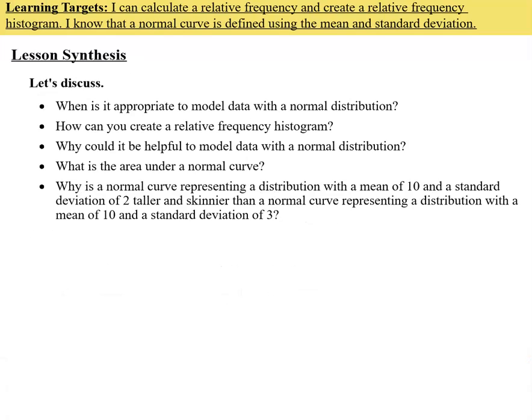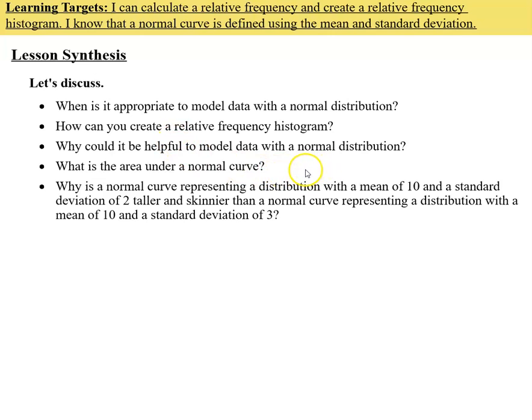And moving on, our lesson synthesis. When is it appropriate to model data with a normal distribution? Well, it needs to be symmetric data, and it needs to be in a bell shape. How can you create a relative frequency histogram? You'd need to count the frequency of each category and divide the frequency by the total number of outcomes to create a percentage for that.